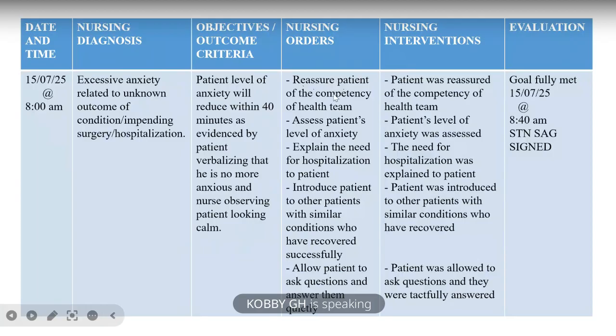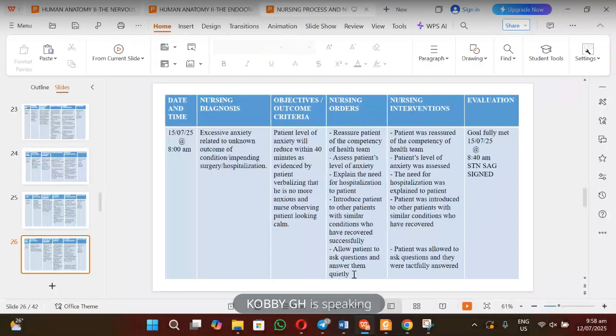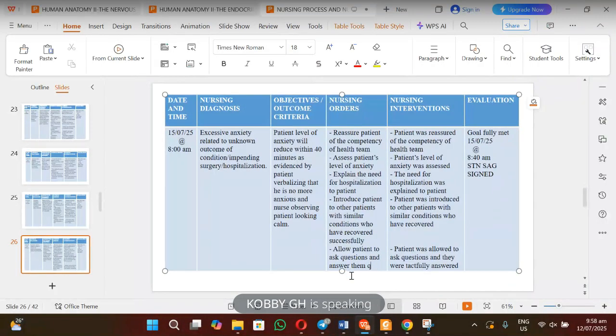What are the others? Reassure patients of the competency of health team. Patient was reassured of the competency of health team. Assess patient's level of anxiety. Patient's level of anxiety was assessed. Explain the need for hospitalization to patients. The need for hospitalization was explained to patients. Introduce patient to other patients with similar condition who have recovered successfully. Patient was introduced to other patients with similar conditions who have recovered. Allow patient to ask questions and answer patient questions tactfully. Okay, here it's not quietly, it's tactfully, and answer them tactfully.